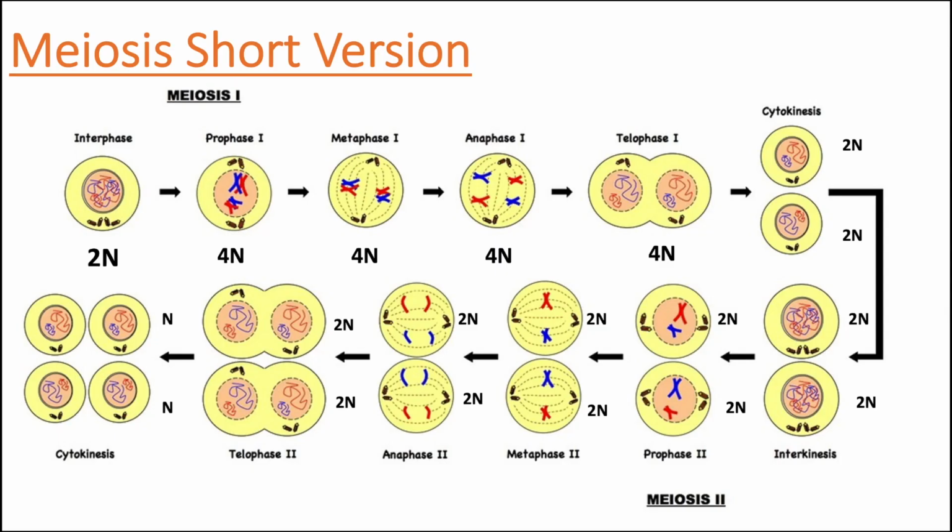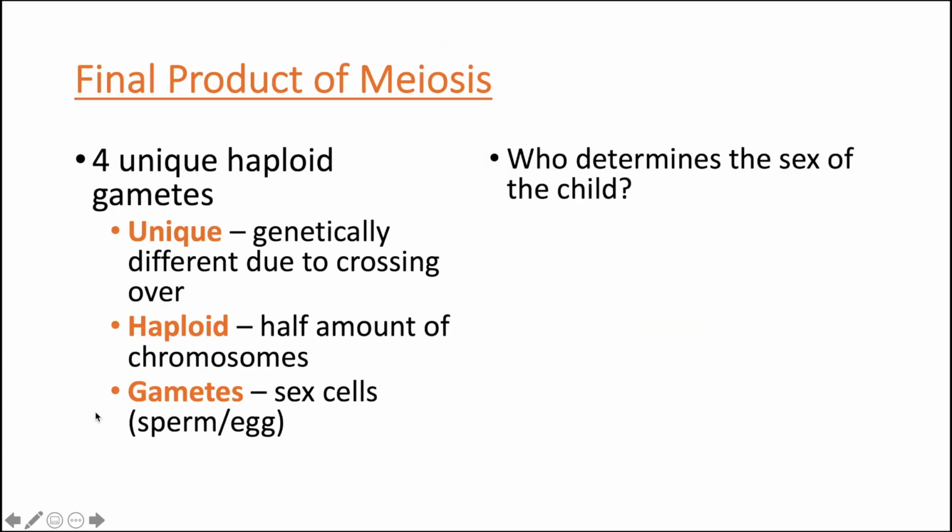So here is just a quick little mini short version of how meiosis undergoes the process twice to allow us to end up with 4 daughter cells. Now, these daughter cells in meiosis are technically gametes because we are essentially trying to create a sex cell. I say that they are 4 unique gametes because they are genetically different due to crossover during prophase 1. Haploid because they're half the amount of chromosomes.